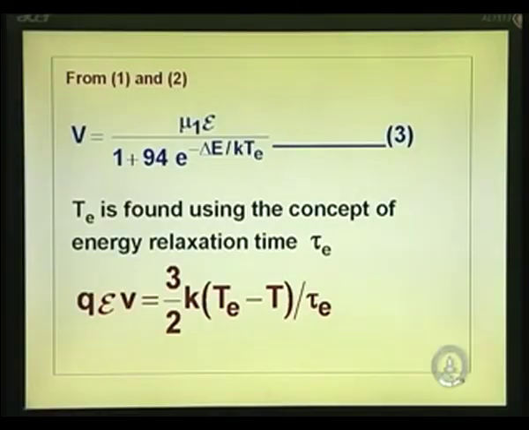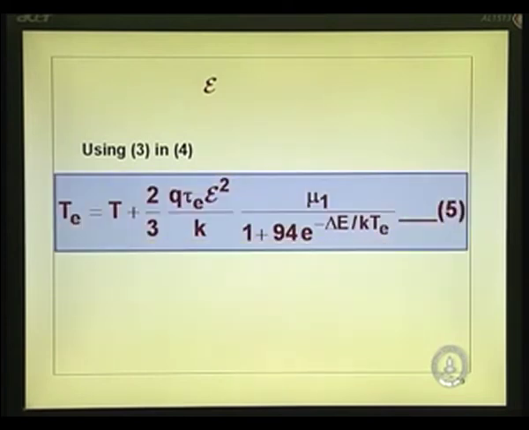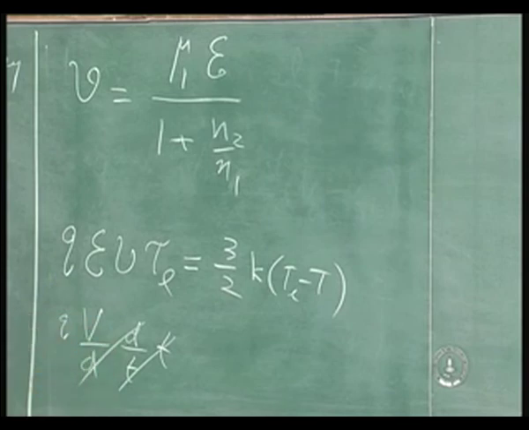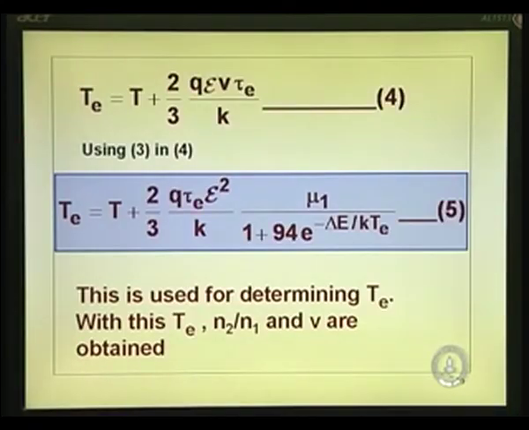Rewrite that. I am almost at the end of the derivation. I just rewrite that same equation, the previous equation rewritten here, and I get it as T e in terms of T. What we are trying to find out is T e, because once you know T e, you know the n 2 by n 1 ratio, because it is 94 into e to the power minus delta e by k T. Here velocity itself is a function of T. So, plug in for velocity, you get T e is equal to T plus 2/3 of Q tau e electric field by k, and V is equal to mu 1 into E, that becomes V squared, divided by 1 plus n 2 by n 1. n 2 by n 1 is nothing but 94 e to the power minus delta e by k T.